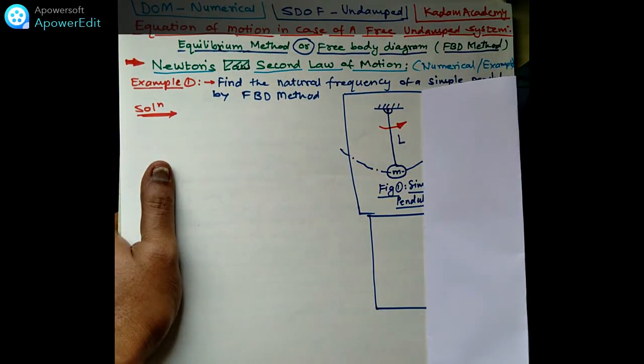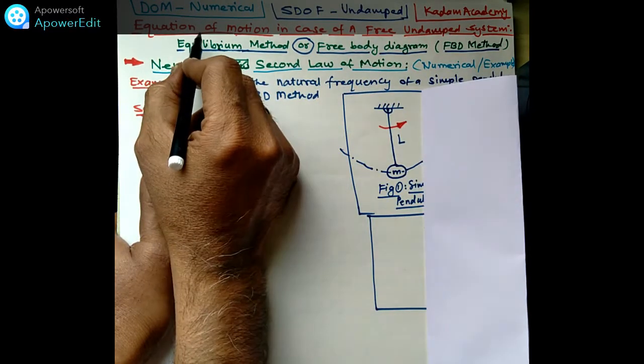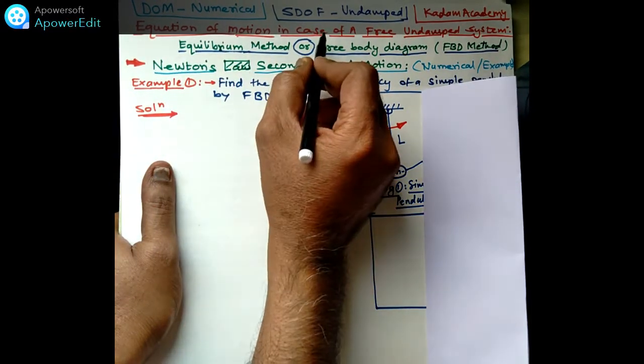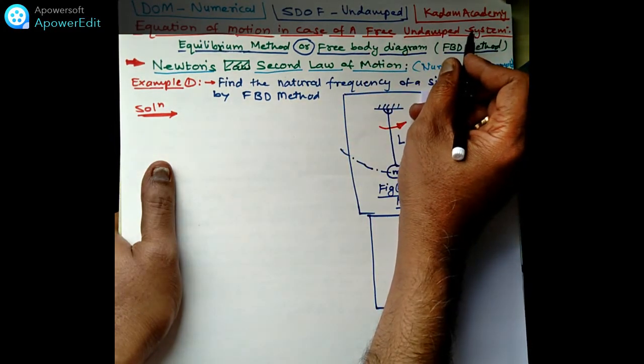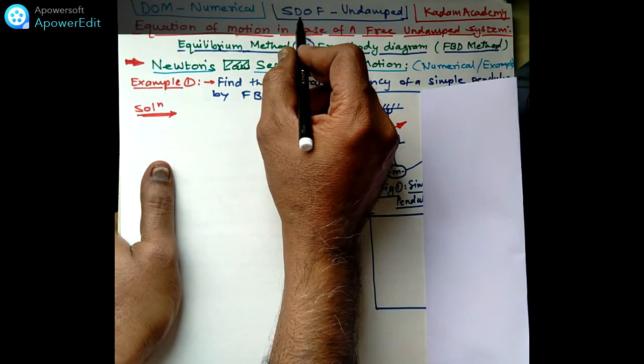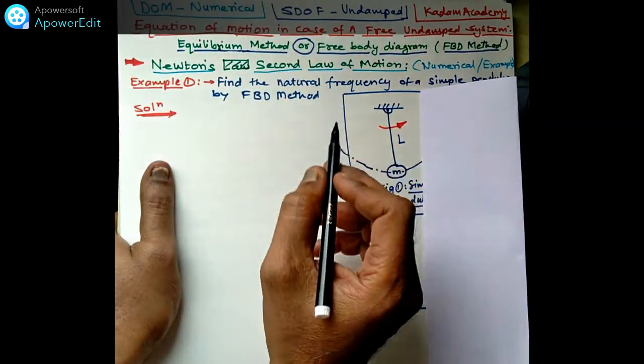Based on Newton's second law of motion, we are going to find the equation of motion in the case of a free and damped system, under single degree of freedom, and then we are going to see this numerical.